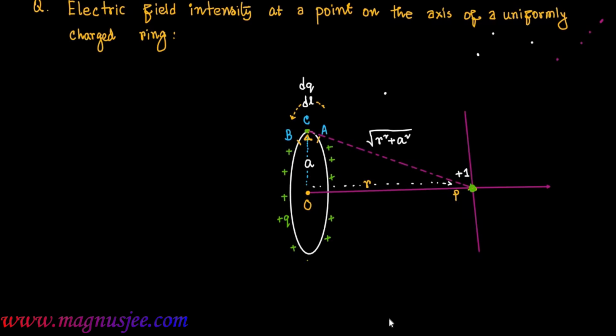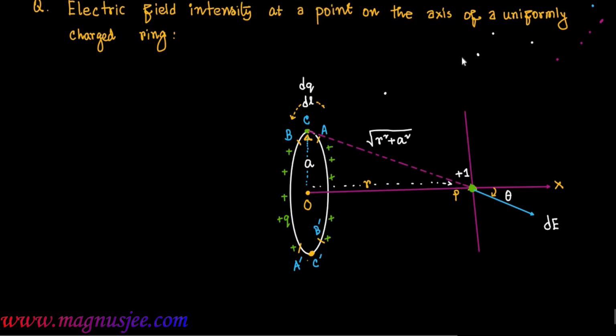To find the field intensity at P, a plus one charge, that is a unit positive charge, is placed at the point P. The field intensity at the point P due to the small element AB of charge dq is dE. dE is the electric field intensity at the point P due to the small element AB of the uniformly charged ring, and this electric field intensity dE acts at an angle theta with the axis, that means with the direction PX.